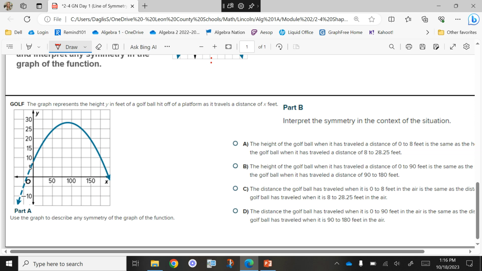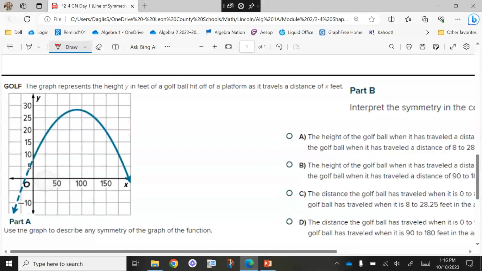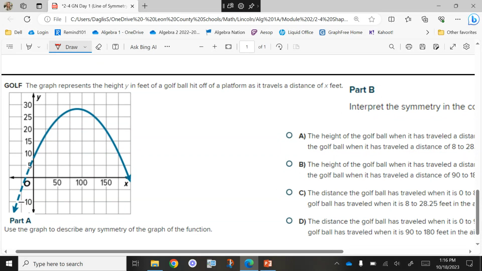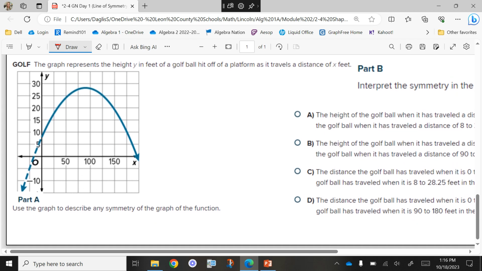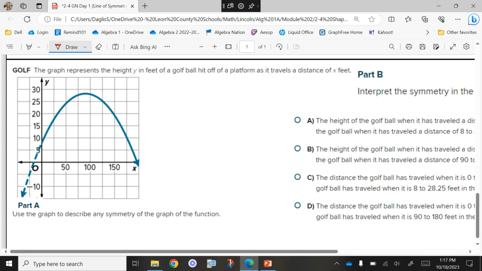All right? Here we go. The graph represents the height, y in feet, of a golf ball hit off of a platform as it travels a distance of x feet. Use the graph to describe any symmetry of the graph of the function. Okay, so look at my parabola. We know parabolas always have symmetry. So where is it happening?